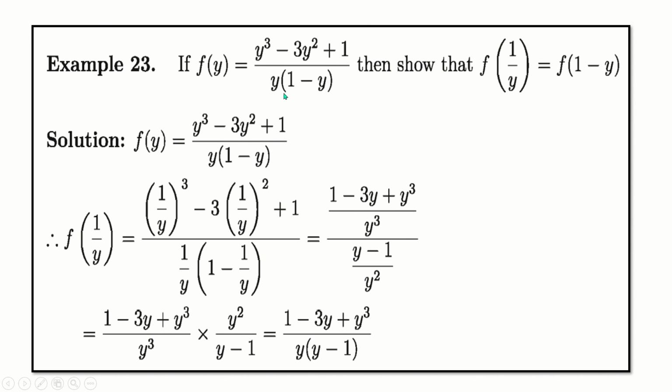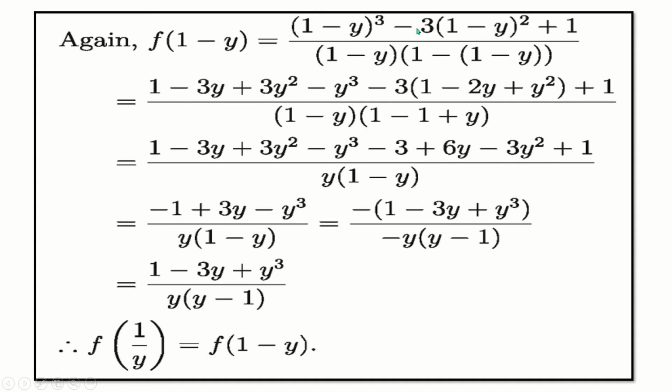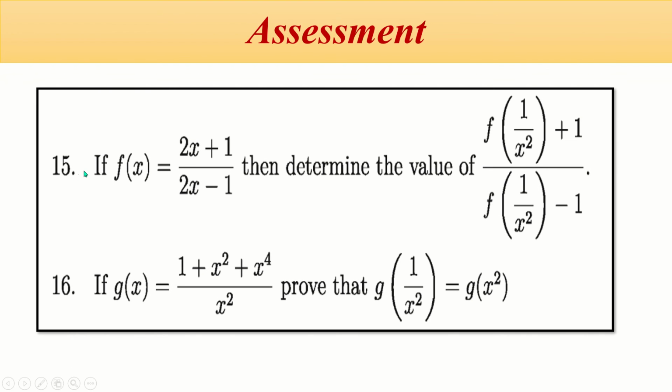Again, when we put y equal to 1 minus y, we will get 1 minus y whole cube minus 3 into 1 minus y whole square plus 1 divided by 1 minus y into 1 minus y, and after calculating, we will get 1 minus 3y plus y cube divided by y into y minus 1. That means f of 1 divided by y is equal to f of 1 minus y. Hence the proof is complete. Just calculation. Clear everyone? Follow this. You can easily solve numbers 15 and 16 in your book, exercise 2.2.